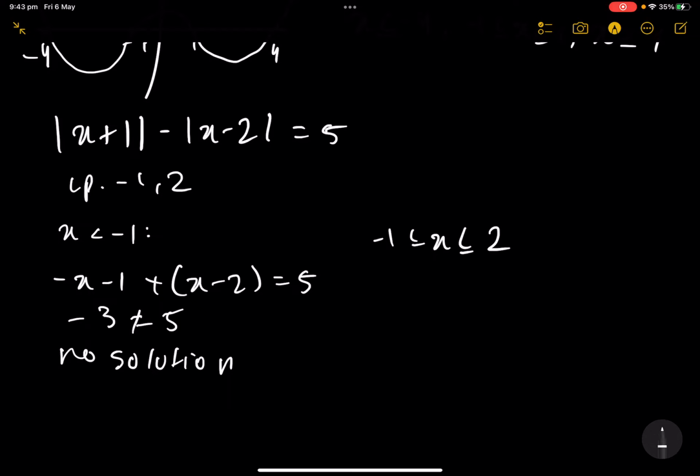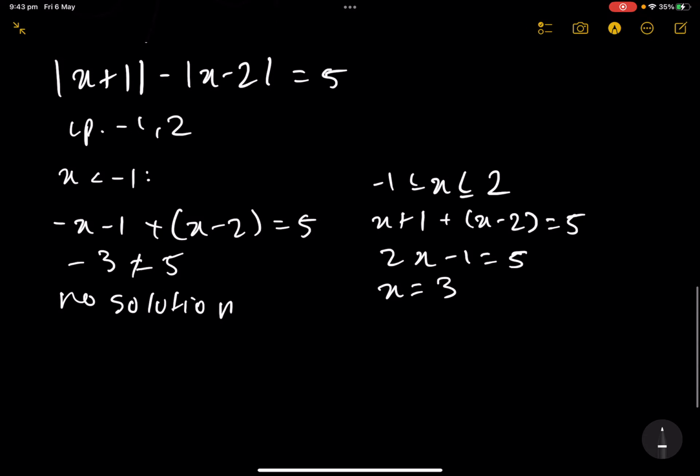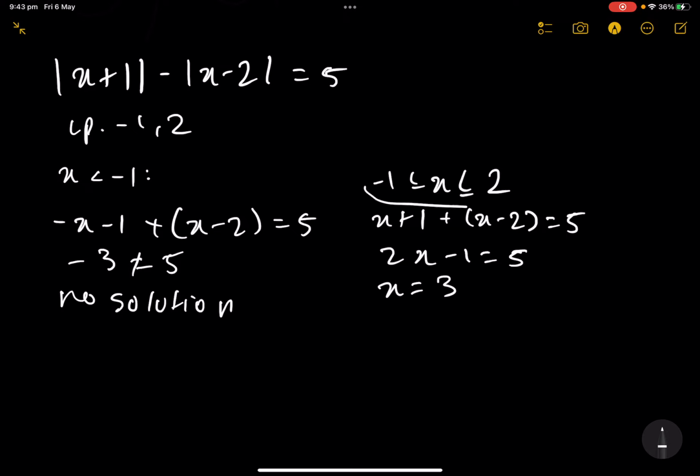So this will just plug in a number, 0, that's positive, minus, this would actually make this negative. So we'll still keep it like that. So this is 2x minus 1 equals 5. x equals 6 over 2, which is 3. Hopefully I've not added wrong. However, this is not in the domain. Our domain is between -1 and 2, and our solution was 3. So this is no solution as well.